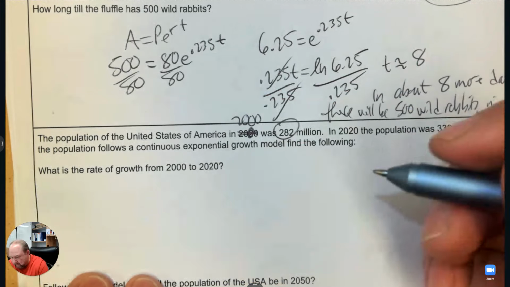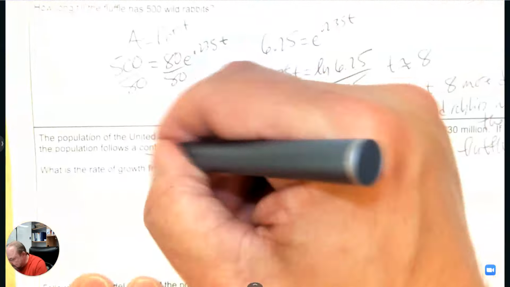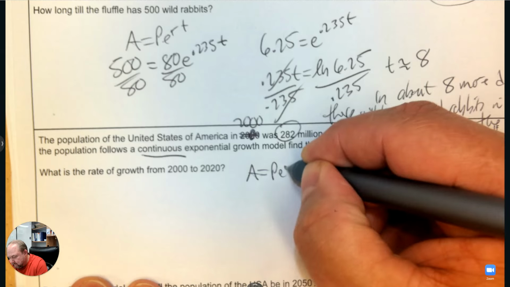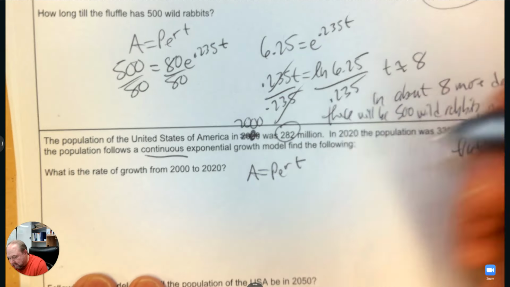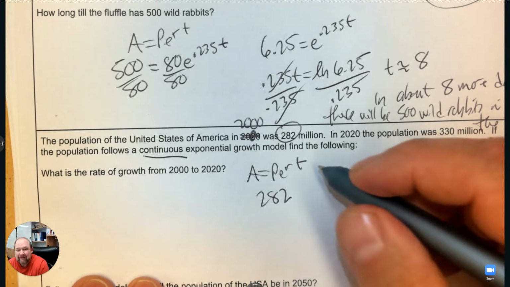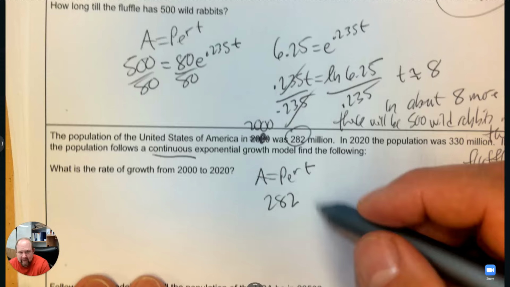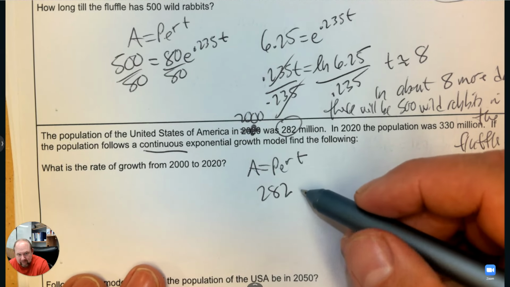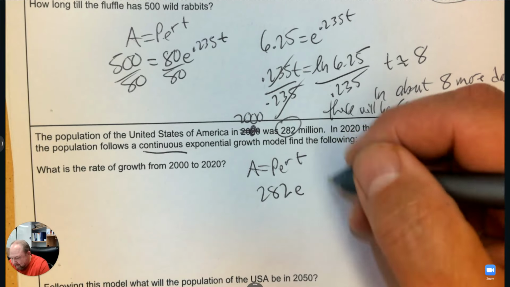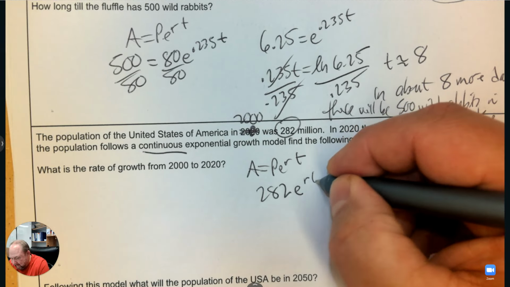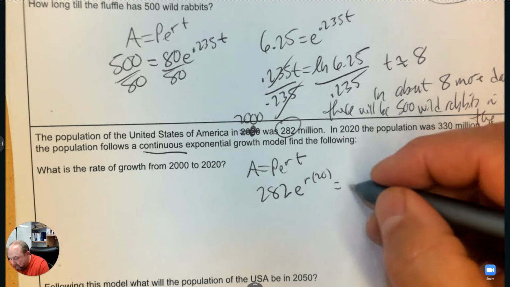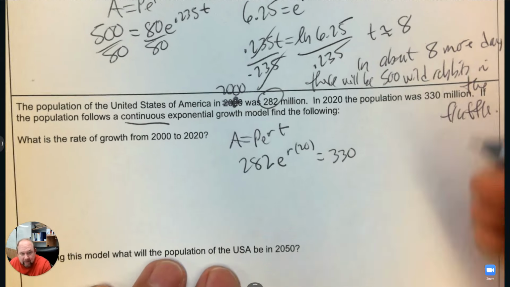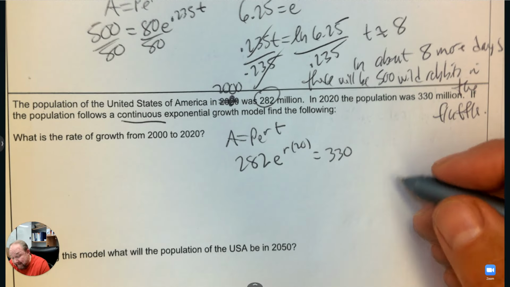So what's the rate of growth? So this continuous model, we started with 282 million. Please don't write down million. 282 is good. We know it's in millions. I don't know the rate, but I know that's 20 years. And now we're at 330 million. Again, I know it's in millions, so we're just going to write 330. And now I'm going to solve it.